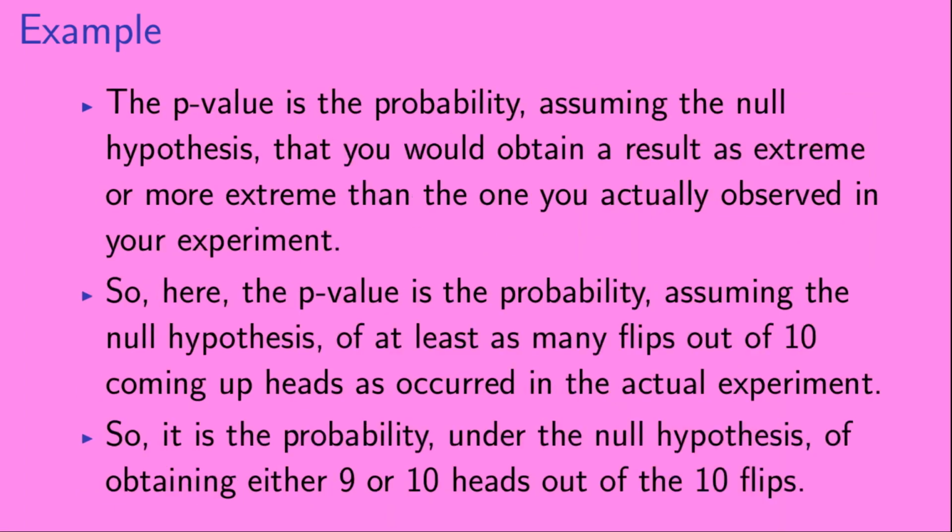Okay, so the p-value is the probability, assuming the null hypothesis, that you would obtain a result as extreme or more extreme than the one you actually observed in your experiment. So here, the p-value is the probability, assuming the null hypothesis, of at least as many flips out of 10 coming up heads as occurred in your actual experiment. So it is the probability under the null hypothesis of obtaining either 9 or 10 heads out of the 10 flips.